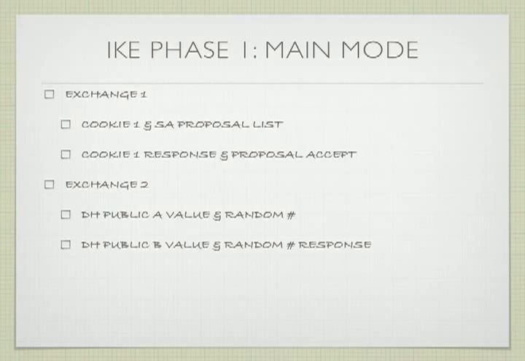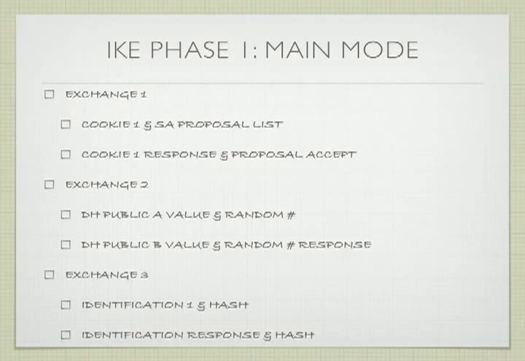The next 2 messages, then the initiator will send back the DH public key value and a random number, and the responder will respond with their public key value and a response to the random number to say that everything's accepted. And then the last 2 messages are to create the hash and identification to complete the negotiation process. So there's 6 messages exchanged in main mode in order to bring up the phase 1 of IKE.